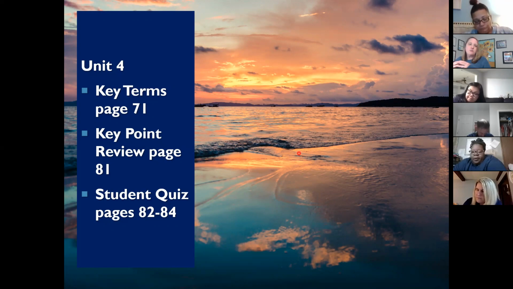So the key terms are on page 71 of Unit 4. Unit 4 is pretty short and sweet. The key point review is on page 81. Remember, that's your Cliff's Notes. And then the student quiz is on pages 82 to 84. And there is some math that we just talked about on that quiz.